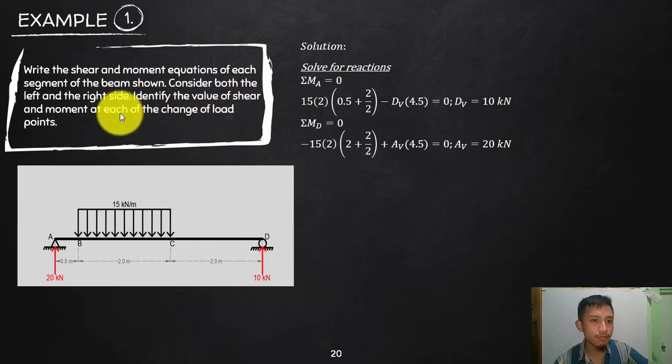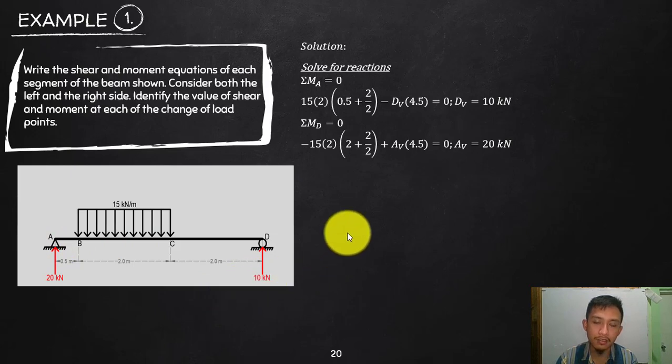Identify the value of shear and moment at each of the change of load points. As I've said, the scenario within this division, let's say segment AB, is different from BC and CD since we have different loading and different distances. Later on you will cut that one, summate moment and then forces. You need to know the values of your reactions. So the very first step is to solve the reactions.